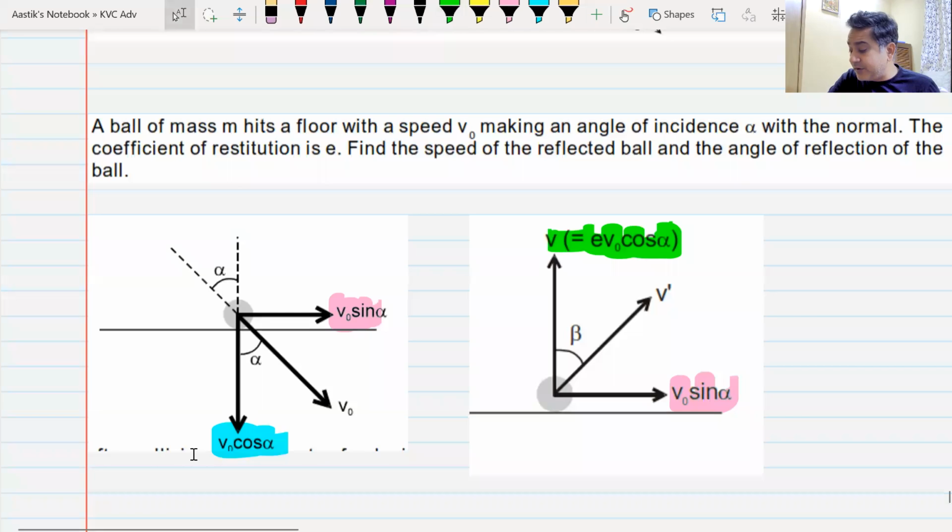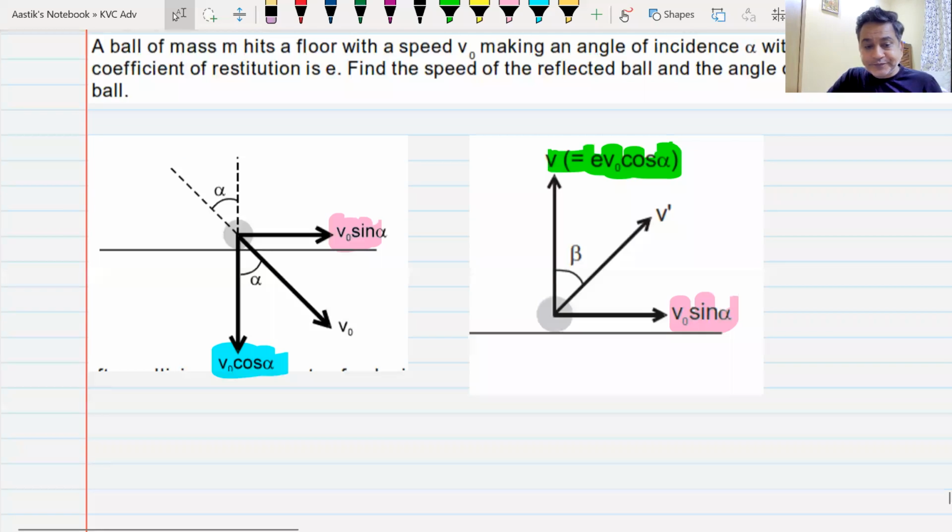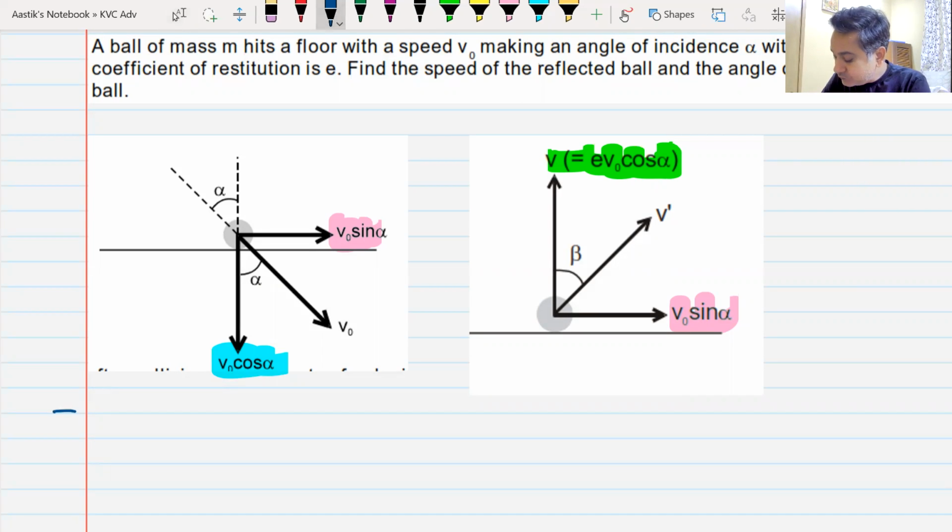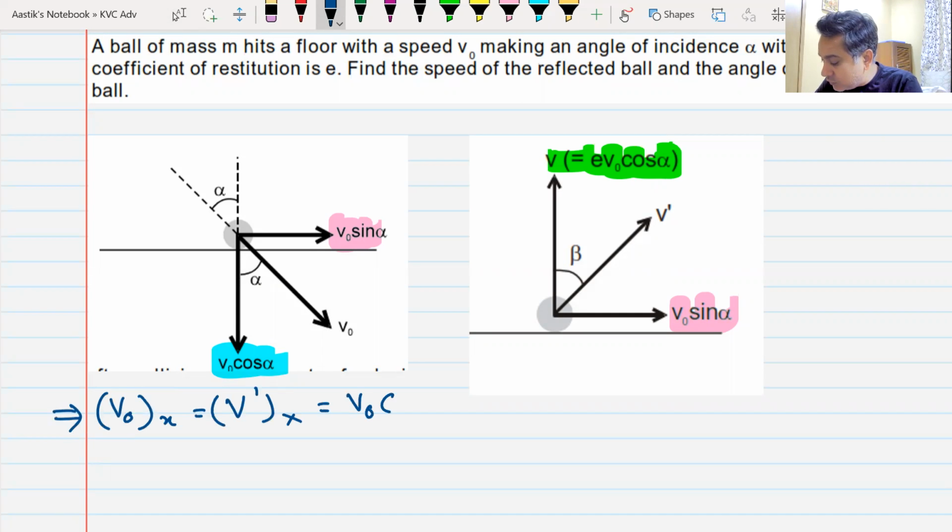So what we need to remember here, note down these as important points. Point number 1: the x component of v naught will be the same as the x component of v dash, and that is equal to v naught sin alpha. We understand this?